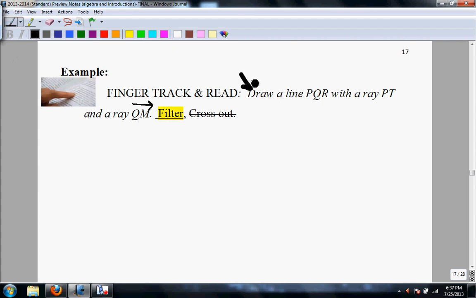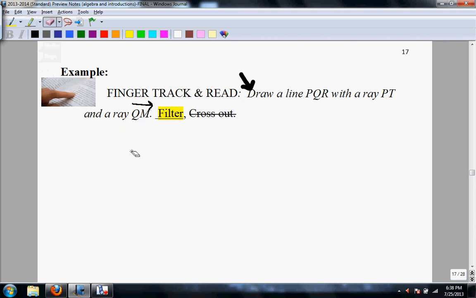I'd like you to put your finger physically on the paper at the word draw. Now as I read, I'd like you to track with your finger along these words and read aloud with me. That's called finger tracking and reading. It helps you make sure you don't lose track of details. Ready? Okay. Finger track and read with me. Draw a line PQR with ray PT and ray QM. Okay, so that's called finger tracking.